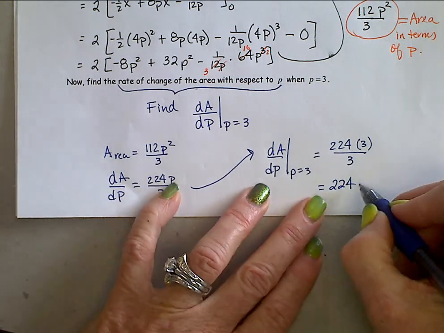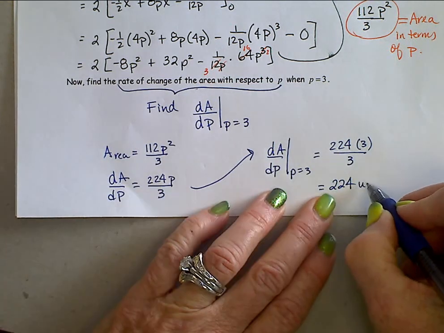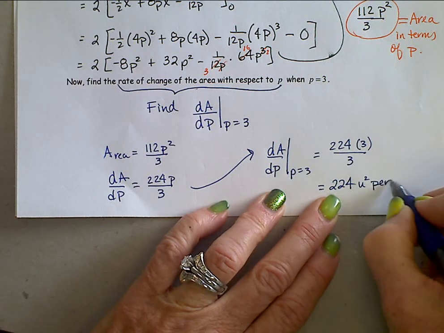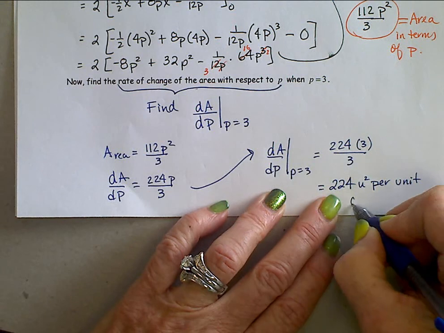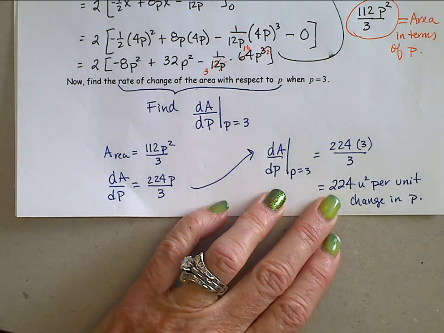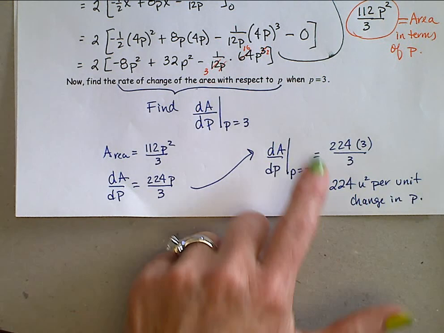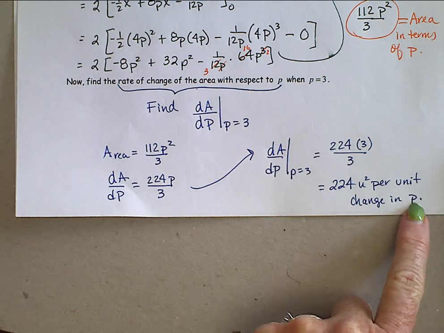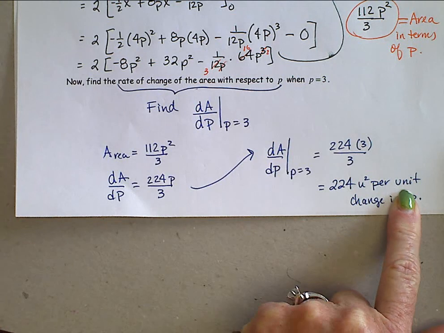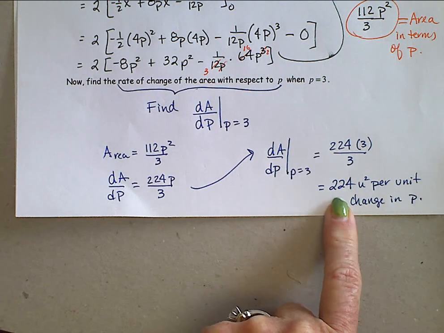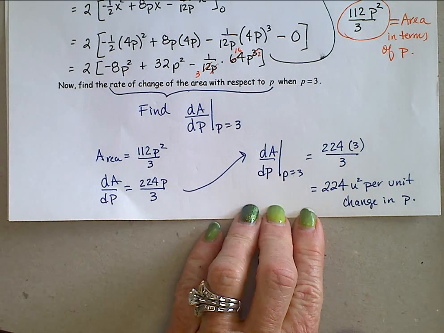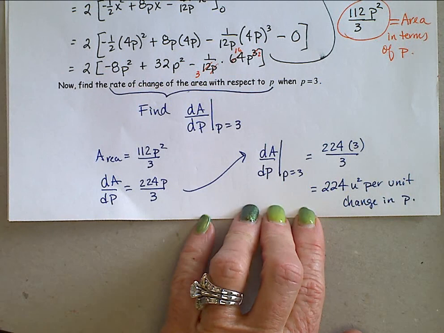And the units here, that's units squared per unit change in P. That means that when P is 3, if P increases by 1 unit, then the area is going to increase by 224 units squared. Phew! We are done with this section.